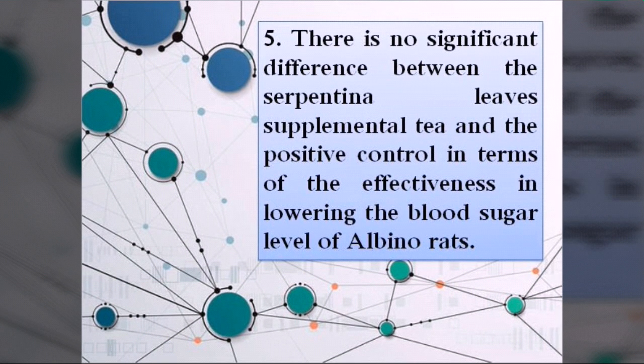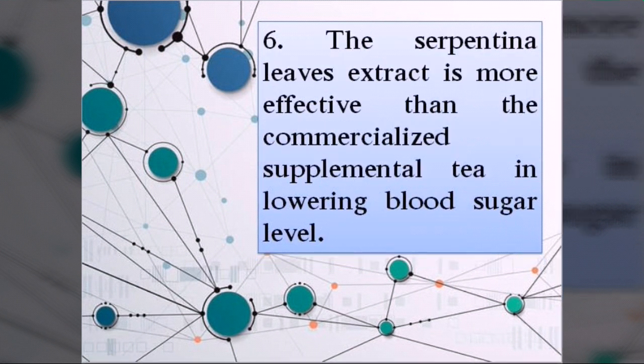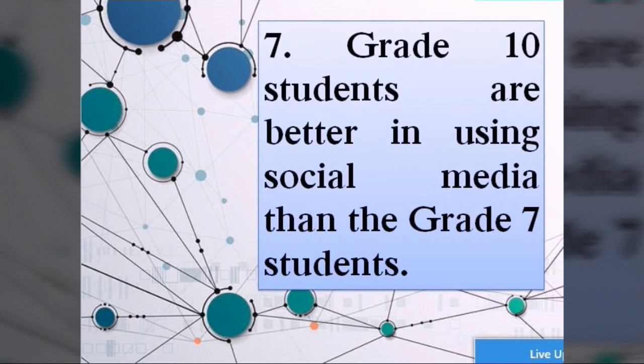Number 5. There is no significant difference between the serpentina leaves supplemental tea and the positive control in terms of the effectiveness in lowering the blood sugar level of albino rats. Number 6. The serpentina leaves extract is more effective than the commercialized supplemental tea in lowering the blood sugar level. Number 7. Grade 10 students are better in using social media than grade 7 students.